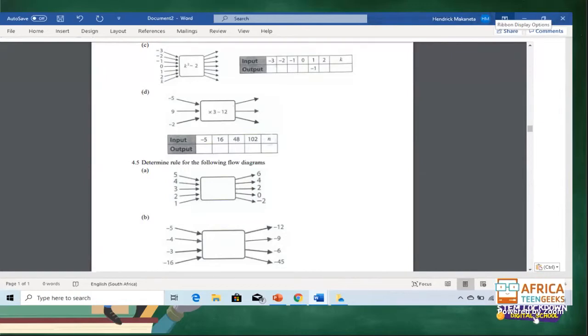Can we revise the fourth one, people? Now you need to remember, how do we find the rule? I've taught you before in this subject how to find the rule. Can anyone find the rule using the given information here? Determine the rule for the following flow diagram.